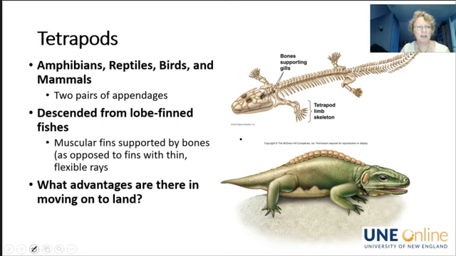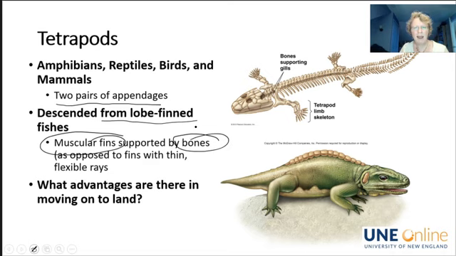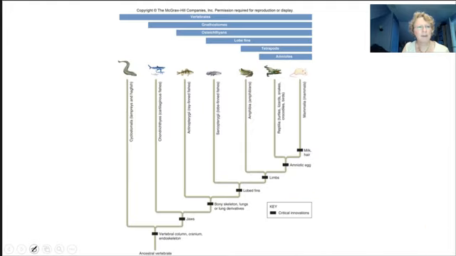One of their distinguishing traits is these 2 pairs of bony appendages that we discussed in the last lecture. Tetrapods are a descent group from the lobe-fin fishes. Remember, the lobe-fin fishes, one of the groups of bony fishes, are the ones that had the muscular fins supported by bones. And that gives them a lot of support in a terrestrial environment. But what advantages would there be in moving to land? It's a drier environment, there's much less support. Well, one is a new ecosystem with possibly new sources of food.